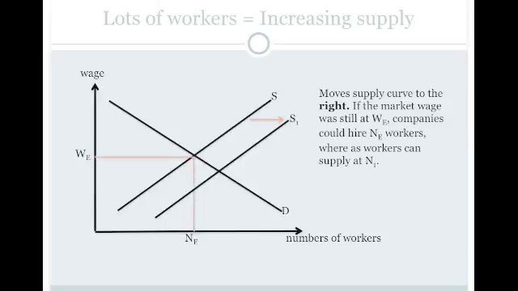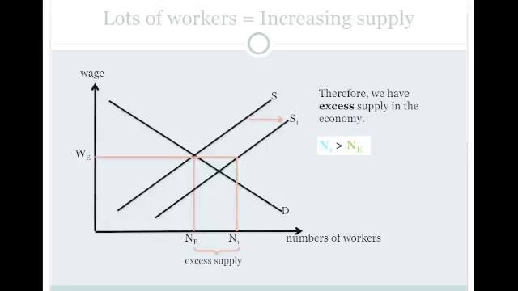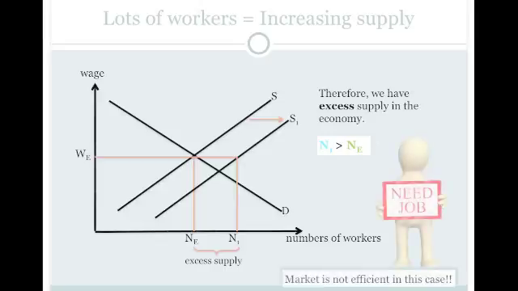And if the company still keeps the market wage at WE, the number of workers that the company can hire is at NE, but the number of workers who would like to work will be at N1. We can see that there is an excess supply in the market. Therefore, this market has an excess supply, N1 greater than NE. It means that more people would like to work than the work that can be offered. That means this market is not efficient.